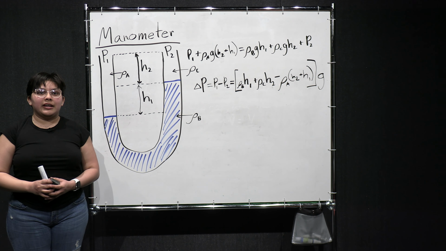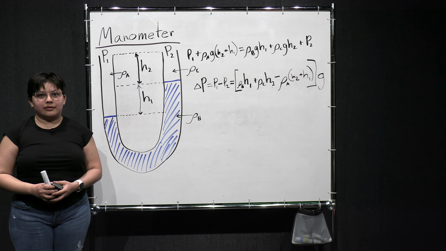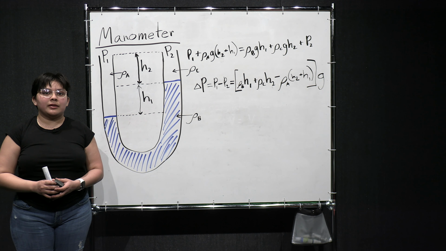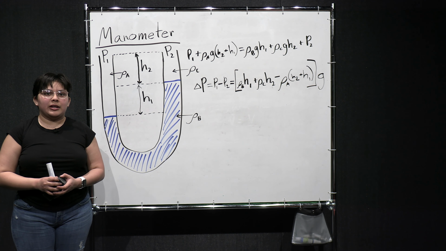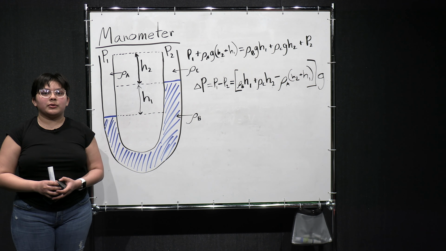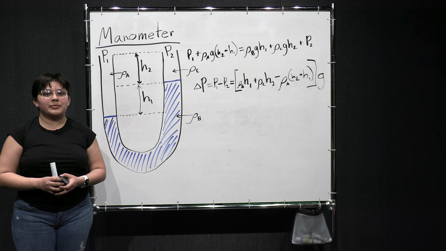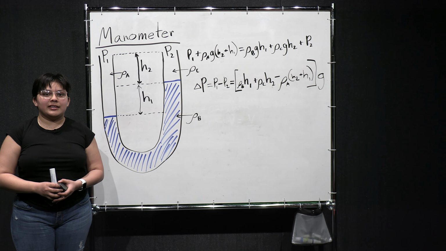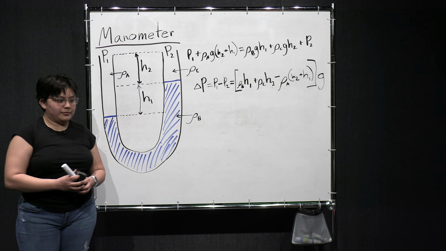For the most common case of rho A and rho C being equal because they're the same fluid, such as for measuring a pressure drop in a pipe carrying water or air, then delta P is just rho B minus rho A times g times H1. So delta P is linearly related to H1.